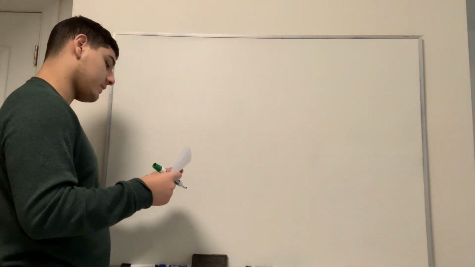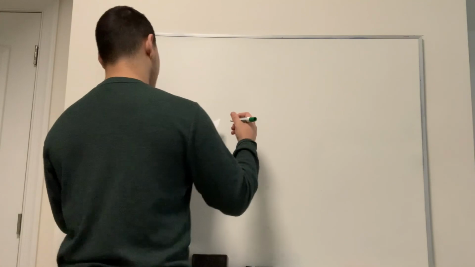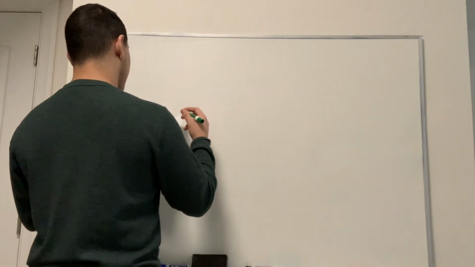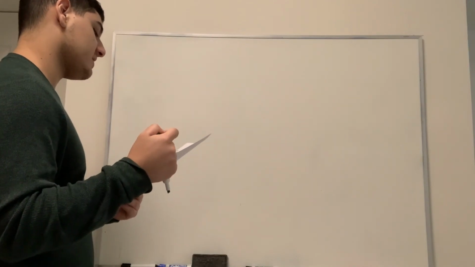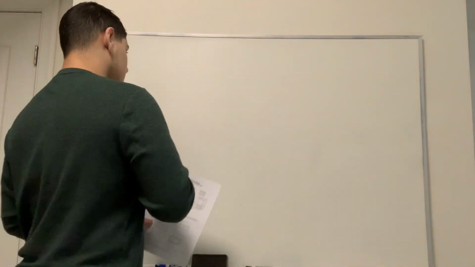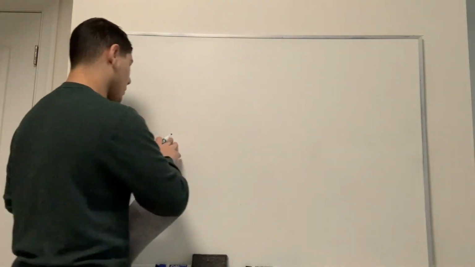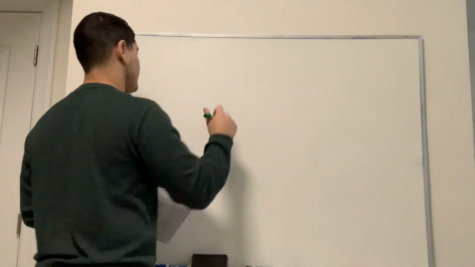Example 2, the length of a box is increased by 3. So you have the length right here, increased by 3. The width is increased by 5, and the height is increased by 6. How is the volume of the box changed? Look, you don't know the length, the width, or the height. So label them as variables, they're unknowns.